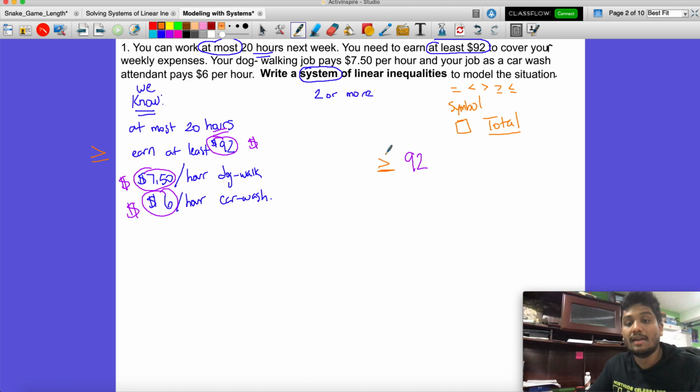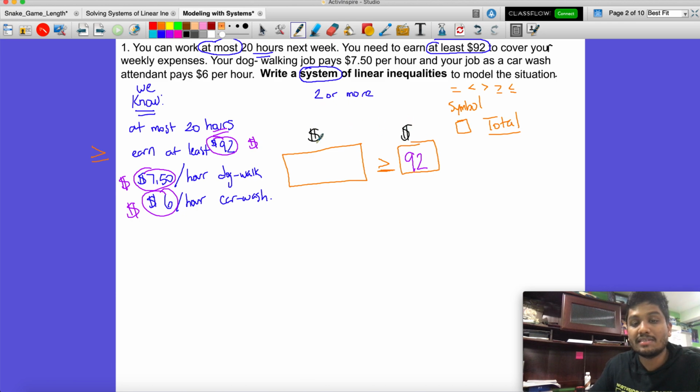Hopefully he earns more. And since this is about money, everything on this side also needs to be about money. So this entire piece must represent money. What are some things that we're talking about? We're talking about the dog walk, and we're talking about a car wash.